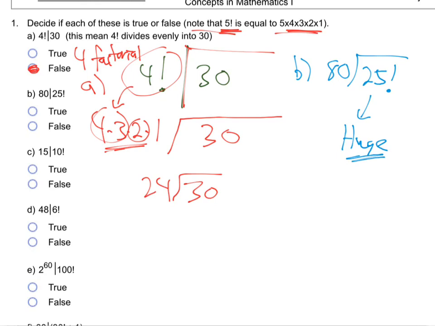You know what you're going to get? Something huge. Something crazy huge. You're going to get something really, really big. 25 times 24 times 23 all the way down to 1 is, in other words, something that makes the national debt look like chump change. It's huge. Like crazy, crazy big.